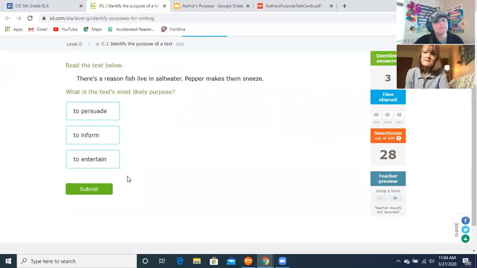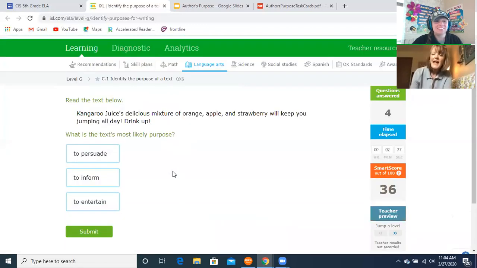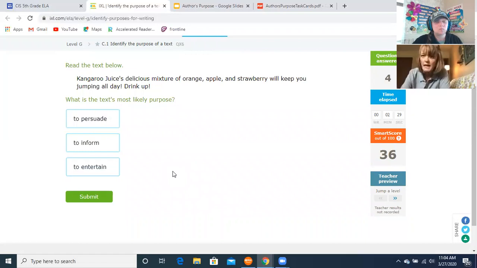There's a reason fish live in salt water. Pepper makes them sneeze. Is this to persuade, to inform, or to entertain? It's kind of a funny joke. Yeah. I think because it is a joke, I think it's for entertainment, because it's definitely not teaching me anything and it's not talking me into anything. So I just think it's to be funny. Okay. All right. Yay. You're doing right. We're good. And the last one, she's doing really good.